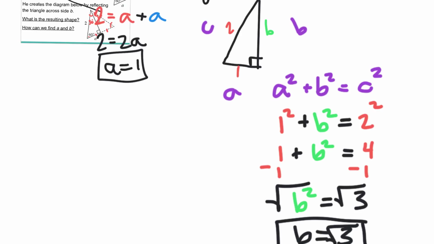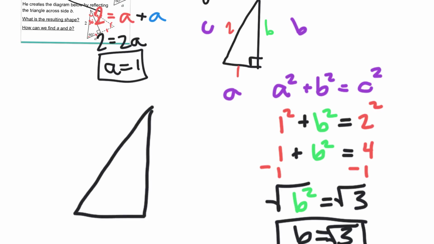So, final step, I'm going to redraw the triangle, and I'm going to say that this is going to be 1, this is going to be 2, and this is always going to be square root of 3 whenever I have a 30, 60, 90 triangle.